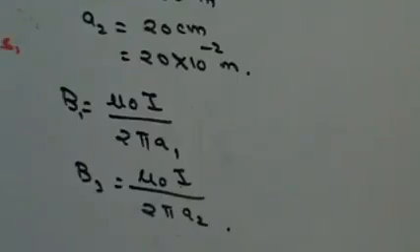The answer for this should be B1 should come out to 10 micro Tesla and B2 should come out to 5 micro Tesla.